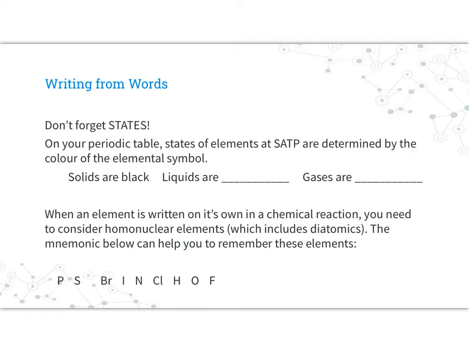So on your periodic table, states of elements at SATP are determined by the color of the elemental symbol. Okay, so solids, all of their symbols are black on our Nelson periodic table. Liquids are listed as blue, and gases are listed as red. There's one other state to mention, aqueous. Aqueous is not a state that elements exist in. Aqueous means that something is dissolved in water.